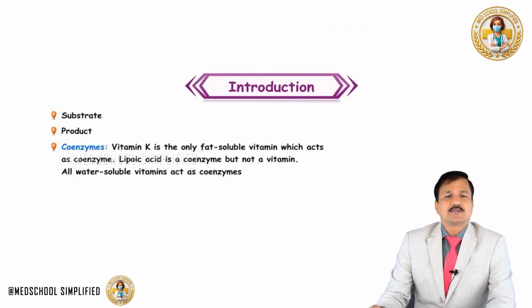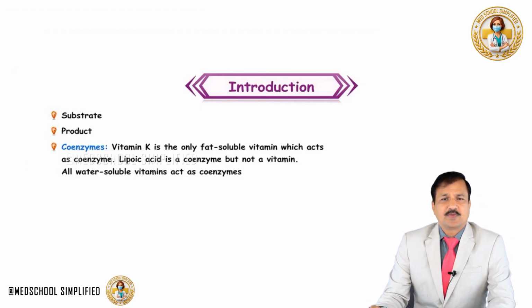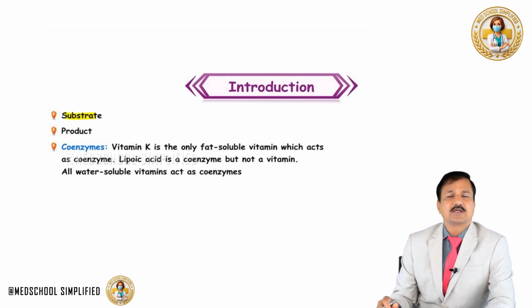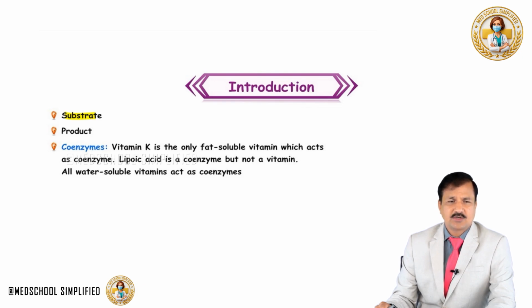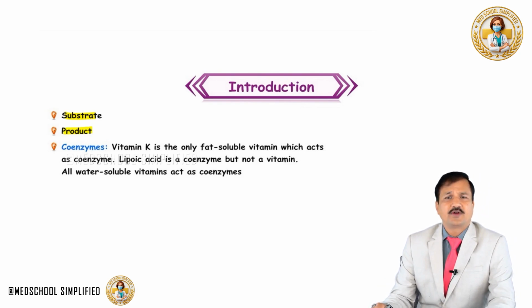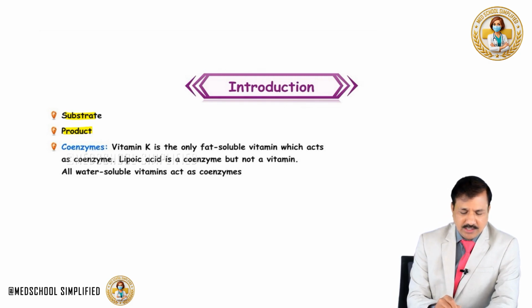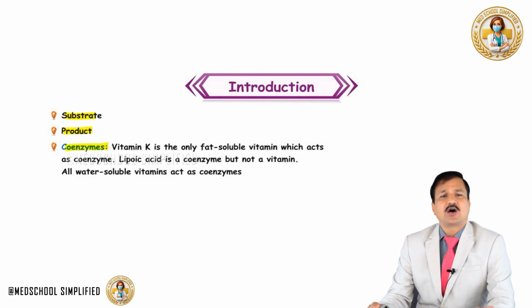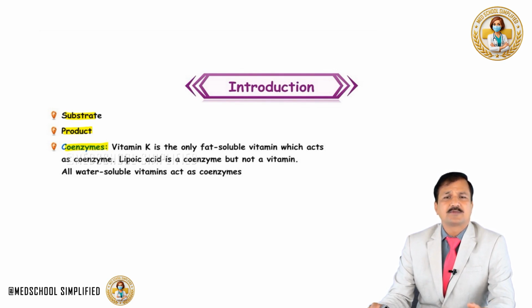Coming to certain terminologies that we use in enzymes. Substrate. Substrate is the reactant which gets into the reaction and is converted into a product. Product, as I just explained to you, is the outcome of the enzymatic reaction. Coming to coenzymes. Coenzymes are organic molecules that bind with an enzyme, and coenzymes are necessary for certain enzymes to attain their optimum function.